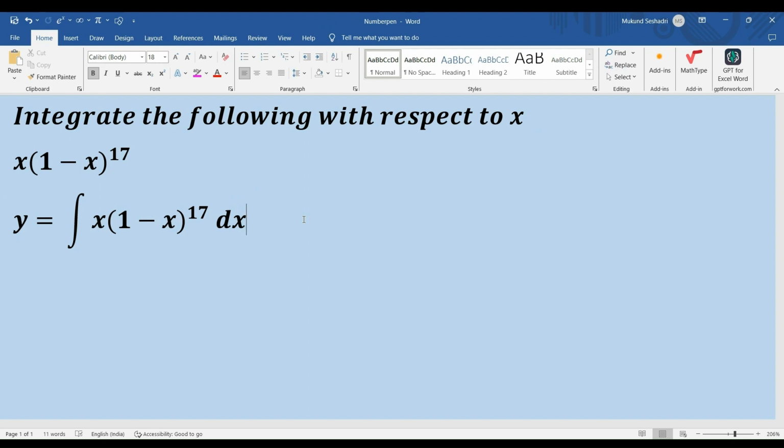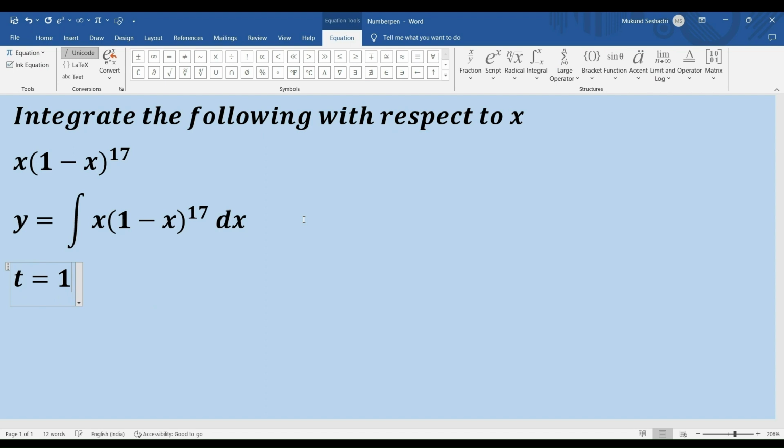So how do I simplify this? I have an x and I have a (1 minus x) the whole power 17, right? So the way to solve this problem is by the method of substitution. So all that we need to do is substitute t equals 1 minus x, right? The reason I'm doing this is I have (1 minus x) the whole power 17, right? And I cannot expand this and try and integrate my y. That's going to become very complex, right? So how do I simplify my 1 minus x expression, right? I can do this by the method of substitution.